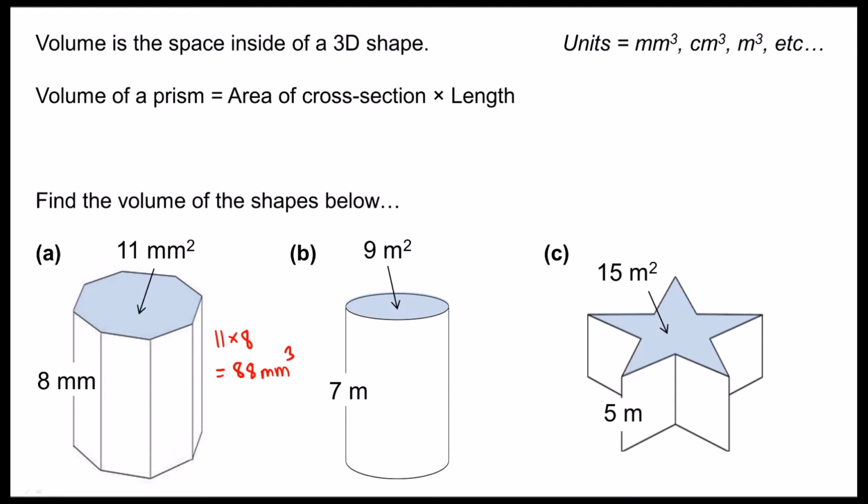Again, in part B, I know that the cross-section is 9 meters squared. Multiplying this by the length of 7 gives me 9 times by 7. That's 63 meters cubed for the volume. Lastly, for part C, the cross section is 15 meters squared. I times it by the height, which is 5, and 15 times 5 gives me 75 meters cubed for the volume.